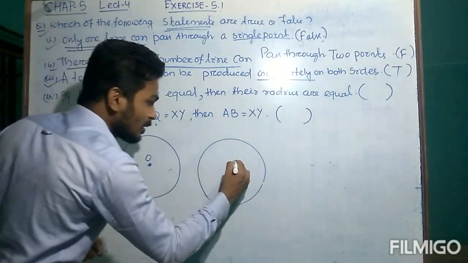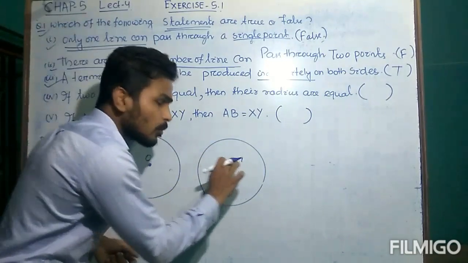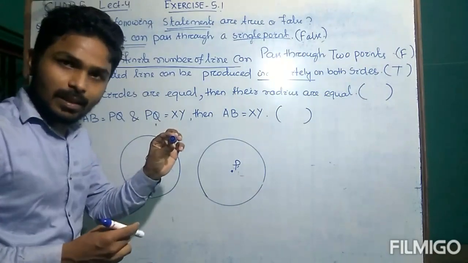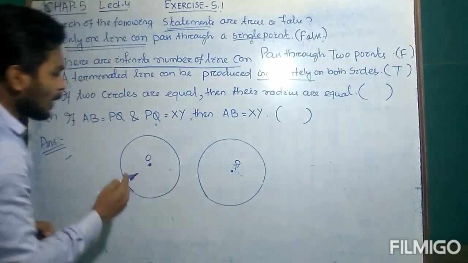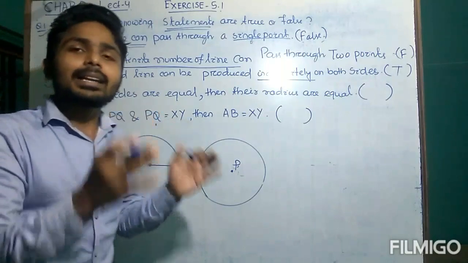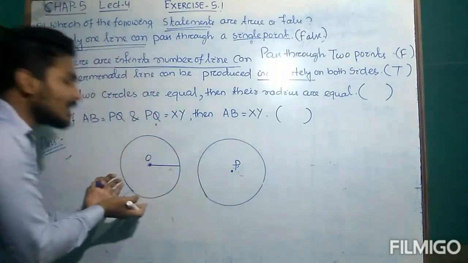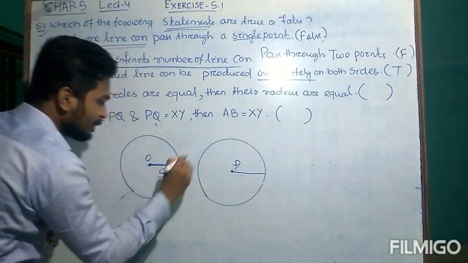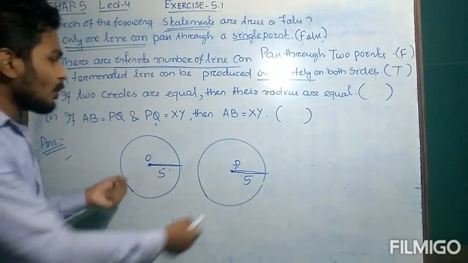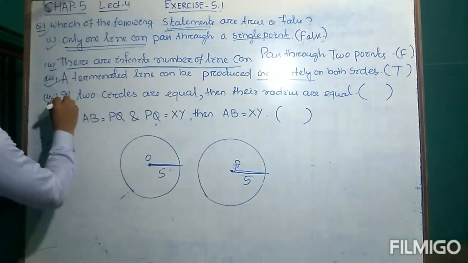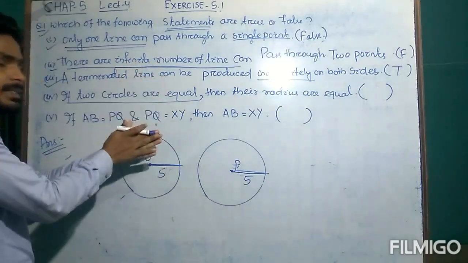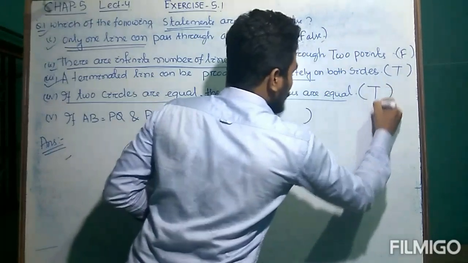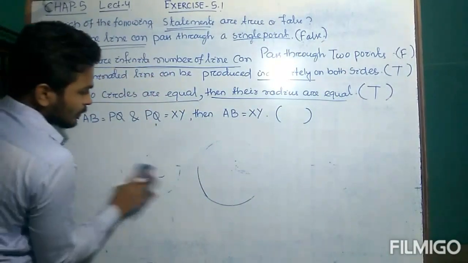If this is the center O of this circle and this is the center O dash, or you can say P, of the other circle, then these two centers will coincide with each other. So the radii of both circles are equal. Why? Because this circle completely coincides with the other circle and their centers also coincide, so their radii will be equal. If its radius is 5 cm, then the other radius must also be 5 cm. The reason is that both circles are equal, as given in the statement. So if one circle coincides with another circle, their centers coincide and the radii must be equal. So it is also a true statement. Understood?